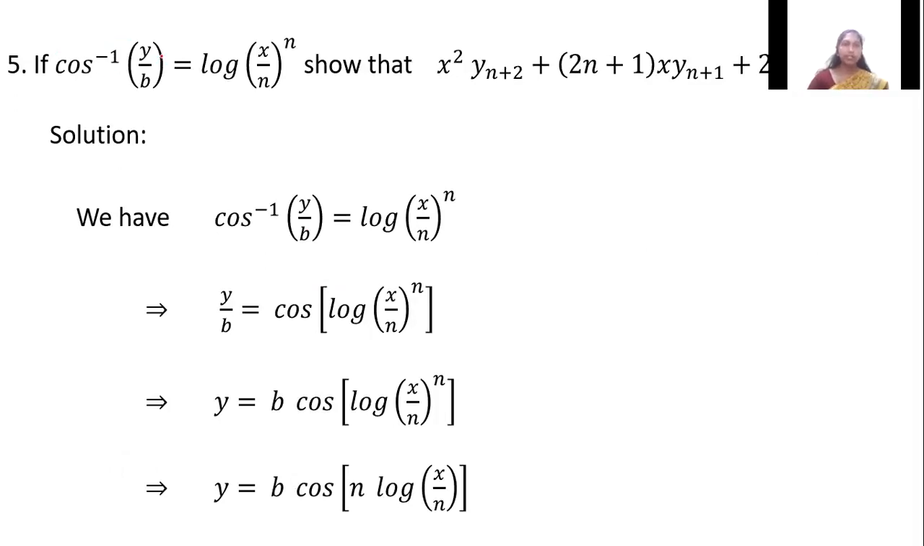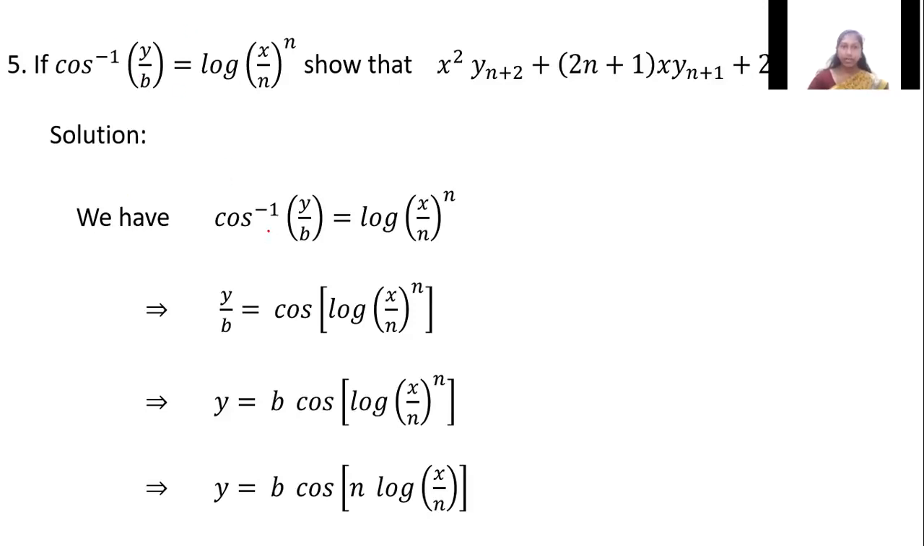If cos inverse of y by b is equal to log x by n the whole raised to n, then we have to show that x square y n plus 2 plus 2n plus 1 x y n plus 1 plus 2n square y n equal to 0. So let us start with the given function.